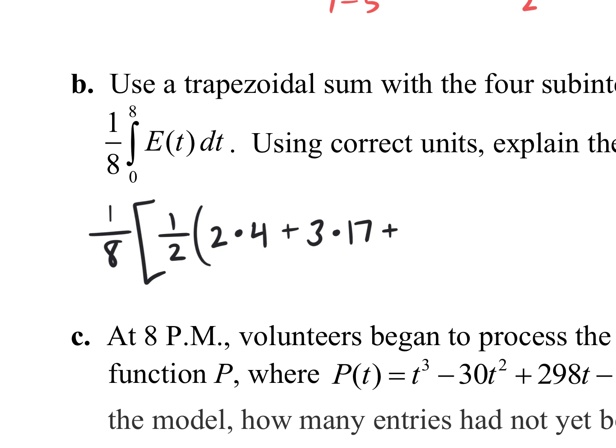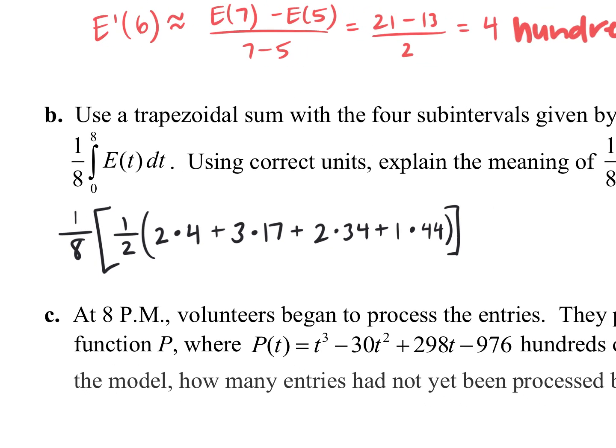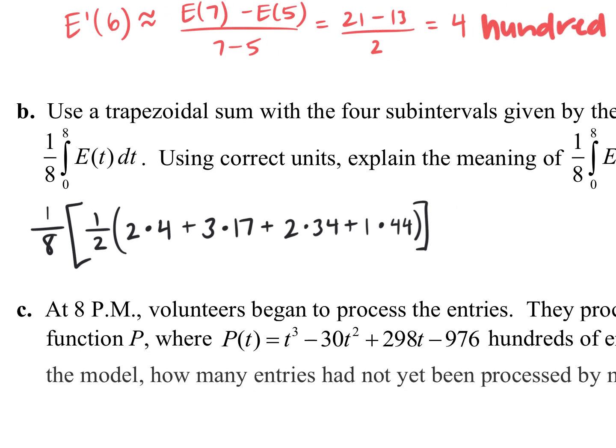What's my next one going to be? 34. Yep, 34 and then 2 also, right? So 2 times 34. And then 1 times 21, 23, that's going to add up together to give me 44. Okay, do we see where I got all those numbers from for trapezoidal sum? Wonderful. We can plug that all in. Again, I know you guys know how to use your calculator. If we do, we're going to get approximately 10.688.